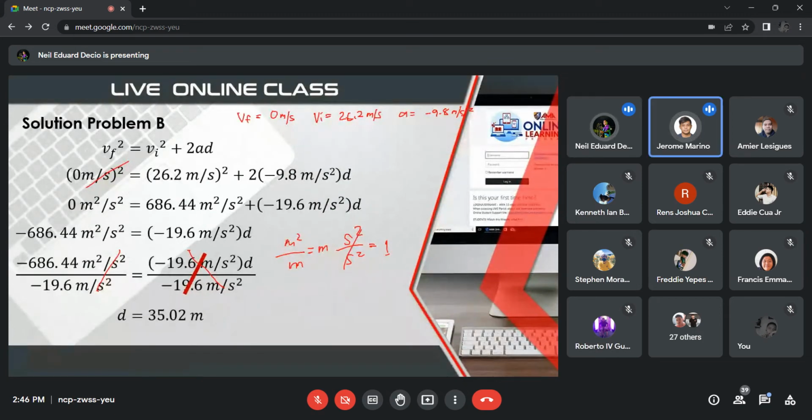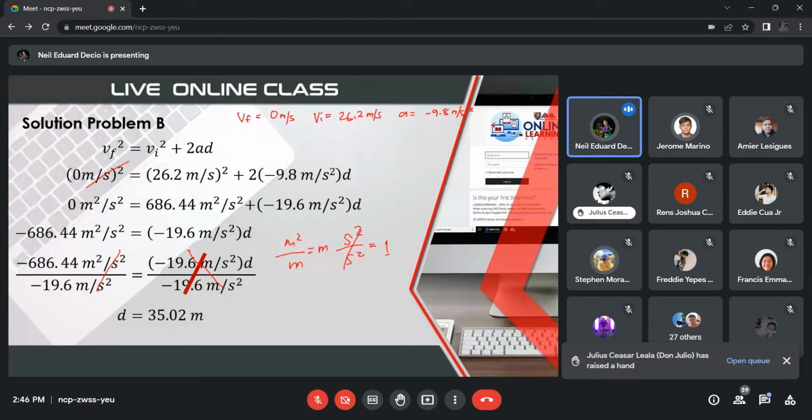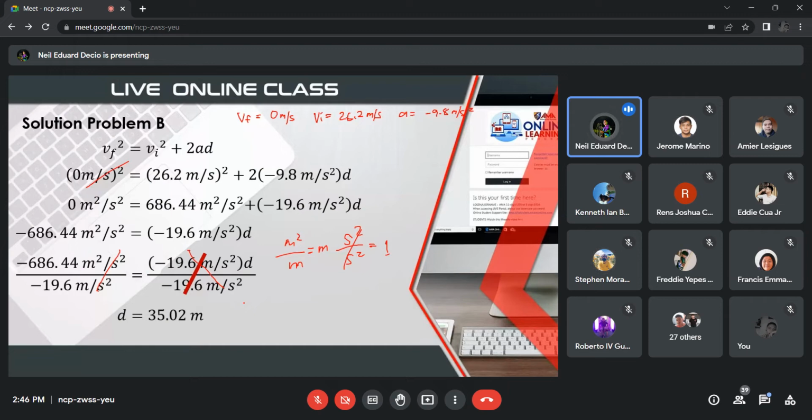Okay, sir. Gets? Okay na? Gets na, sir. Okay, so that is how we solve for the displacement. So the displacement is 35.02 meters. Naintindihan na? May nag-raise ba ng hand?